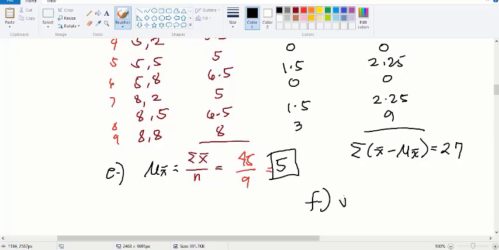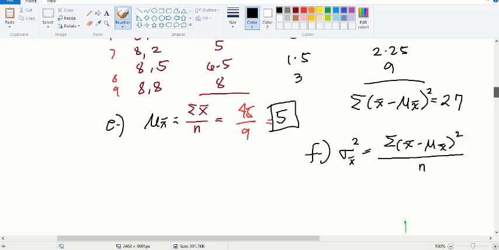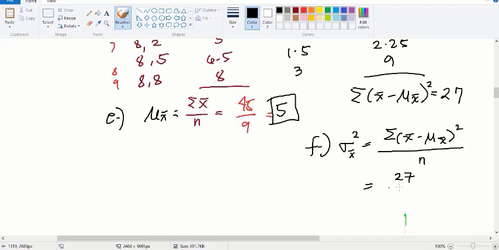Again, letter F. The variance of the sample means is equals to the summation of the sample mean minus the mean of the sample mean square over n. Yung maliit na n yung ginagamit natin. So, nakuha na natin 'to na part. Ito siya. Diba? Wait lang, sorry. May square pala dyan. Okay, so nakuha na natin yan. So, diretso na natin. 27 now divided by 9. So, 27 divided by 9, 3. Okay? So, that is the variance of the sample means.